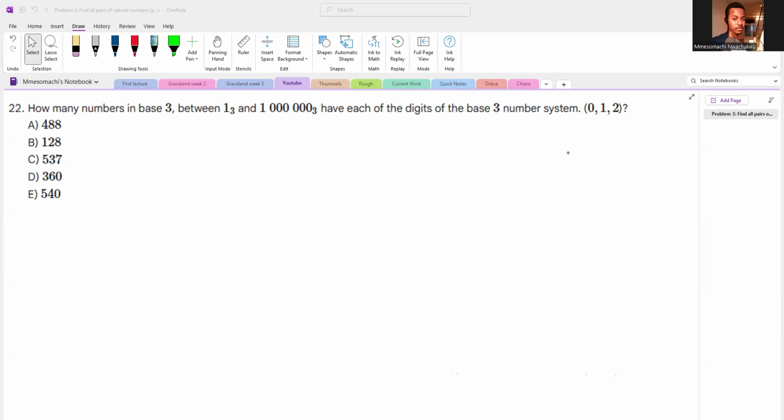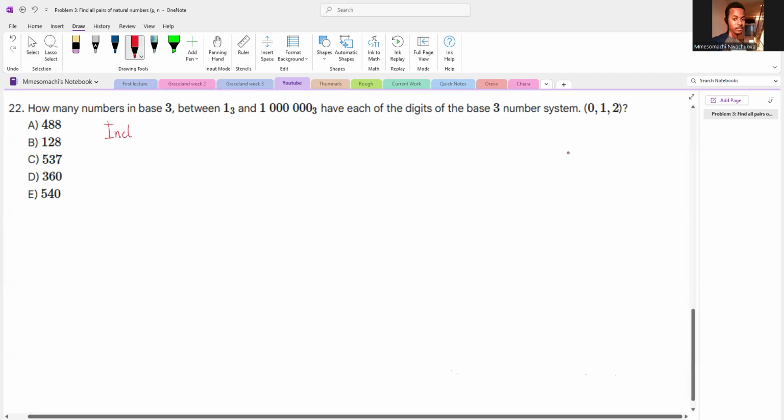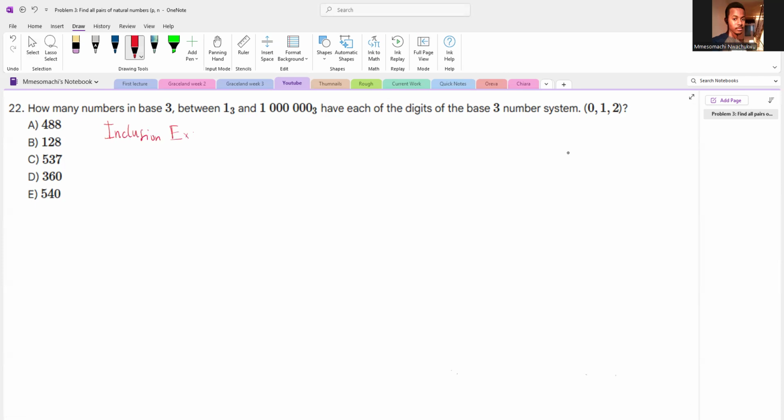So the inclusion-exclusion principle. I'm going to leave a link in the comments for those who might be interested in reading more about this.